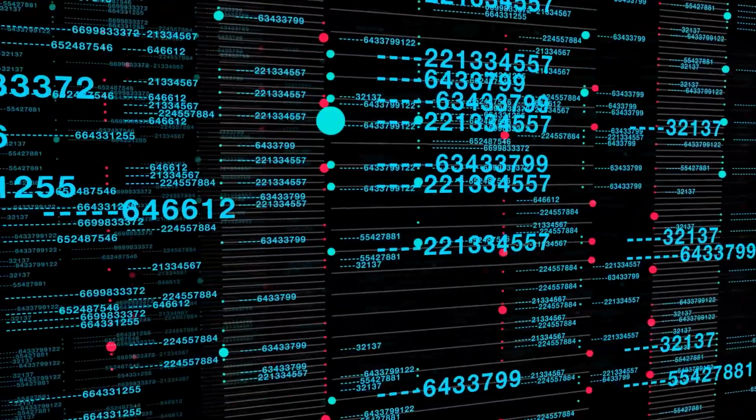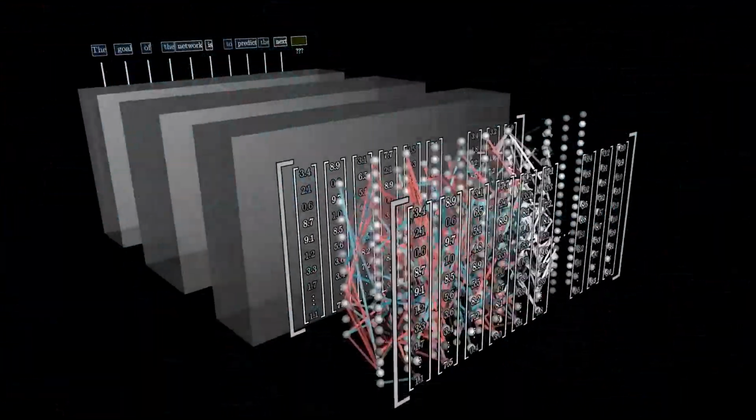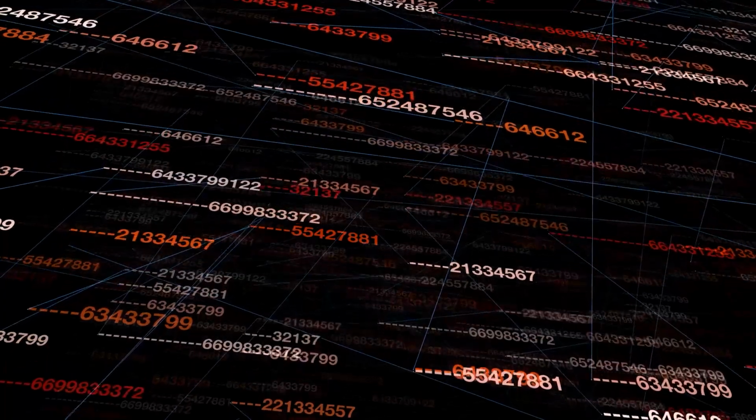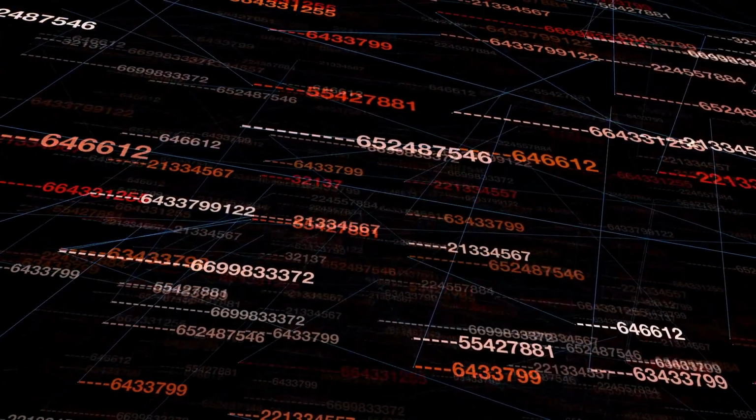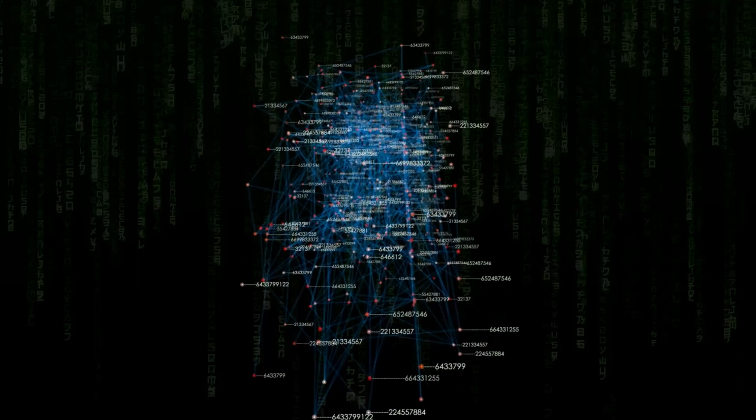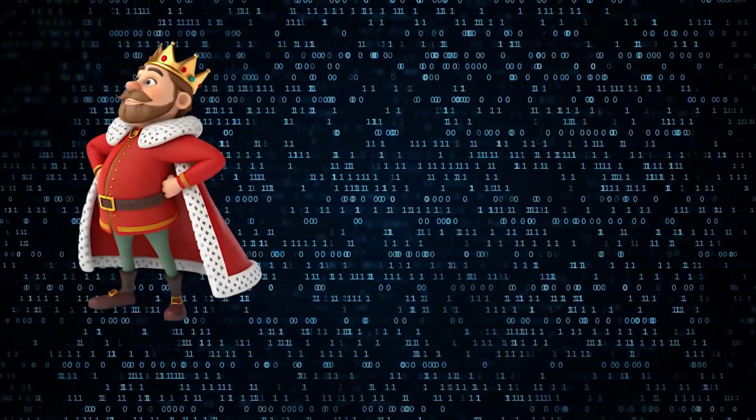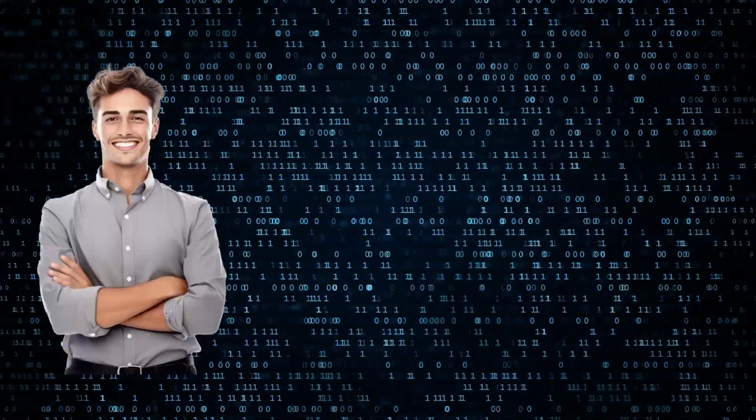AI understands numbers better than words. By converting words into vectors, AI can process and compare them mathematically. This allows AI to capture deeper semantic relationships, like how king is related to queen or man to woman.